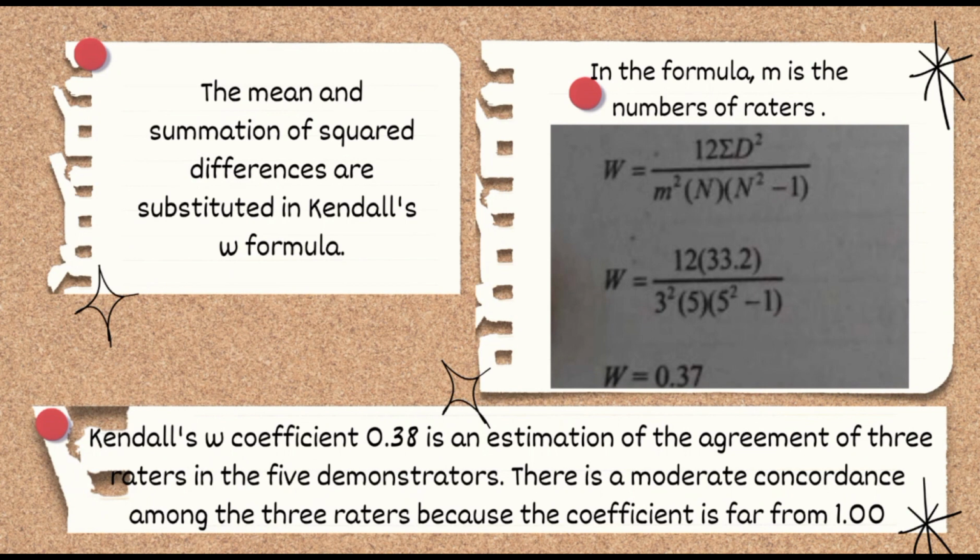And in the formula, m is the number of raters. And first, that is the formula. And the second, the 12, it is already given.